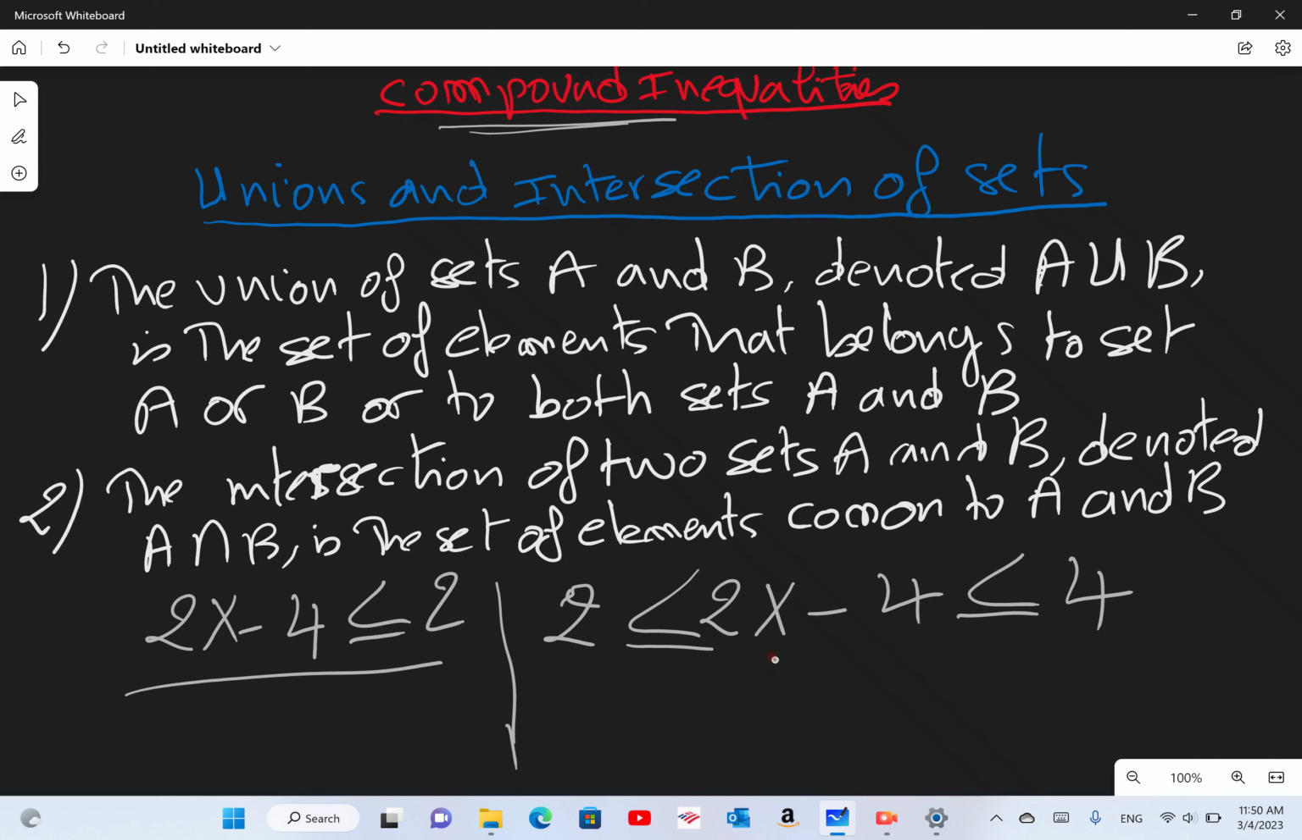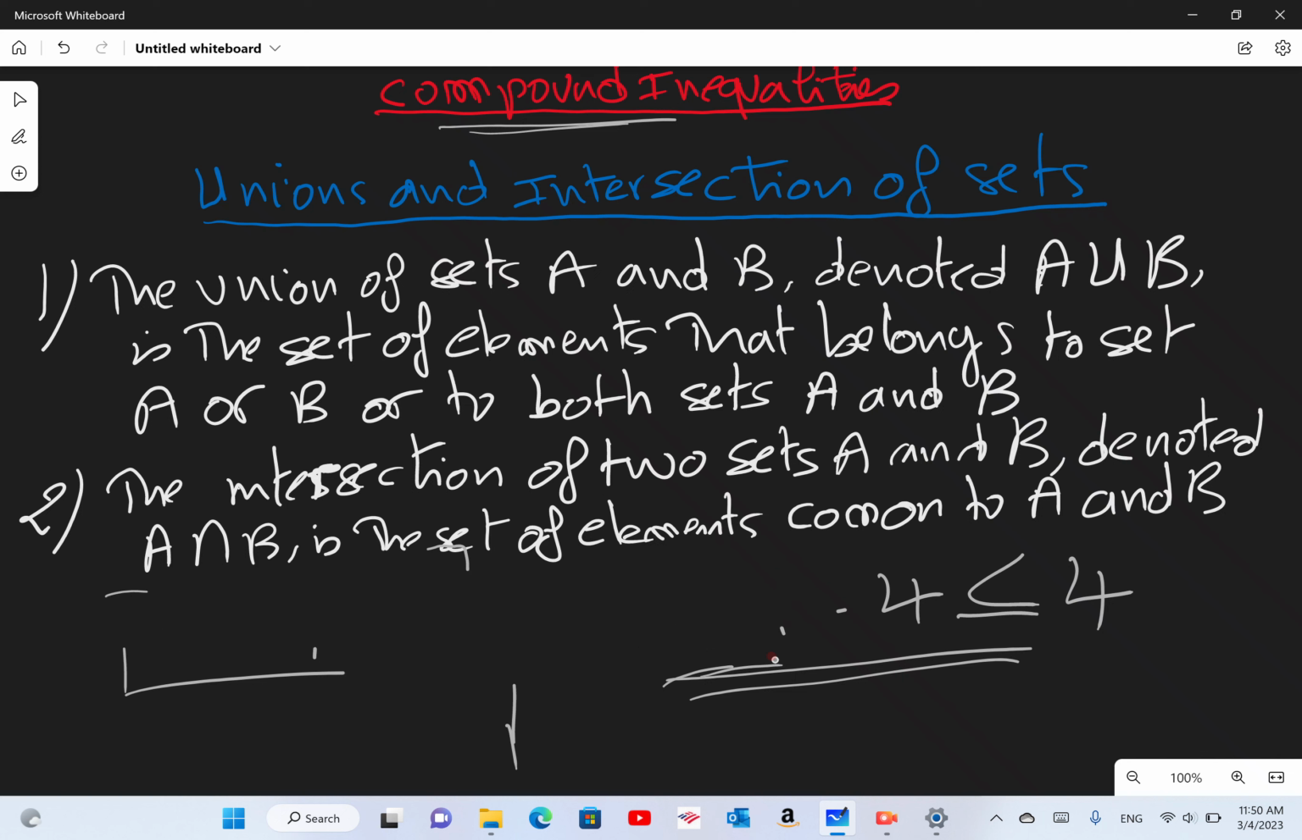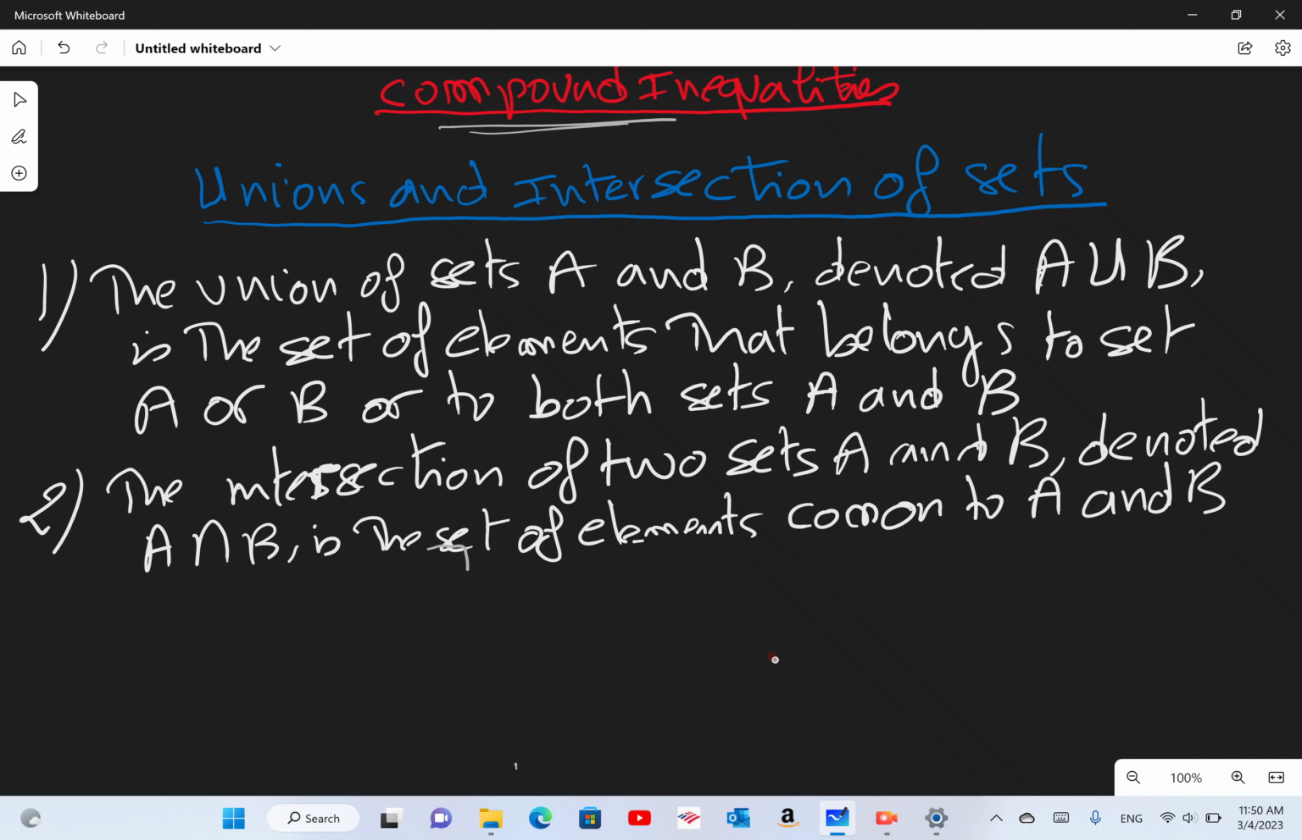This is two inequalities composed together. We learned how to solve the linear one, but we did not learn how to solve this compound inequality, and that's what we're gonna learn today. But in order to do that, we have to first introduce the concept of sets, and the union and intersection of sets.